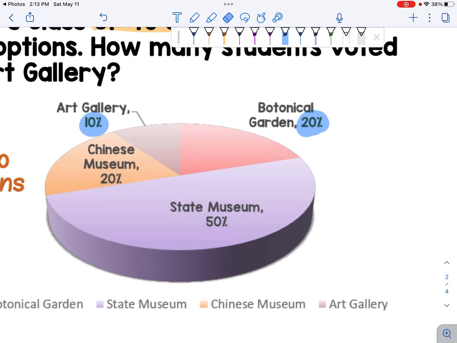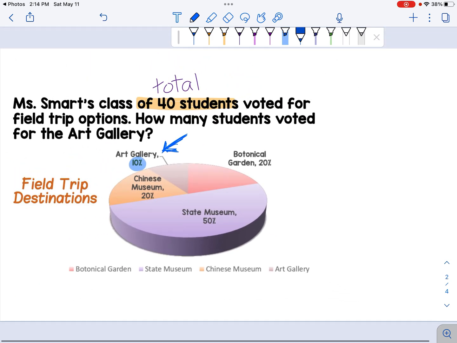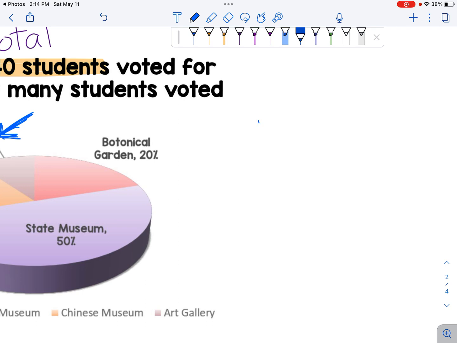Get rid of all of these so you can see it. The art gallery right there is 10%. So that's not all the kids. All the kids is 40. So we need to find what 10% of 40 is. I'll write that over here. 10% of 40. We've got a few different options.